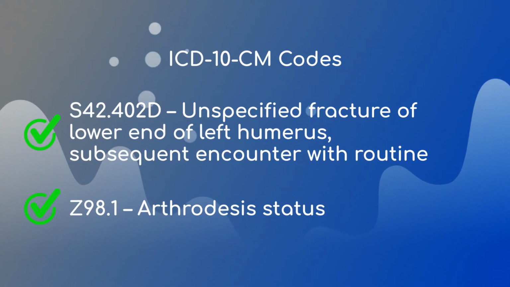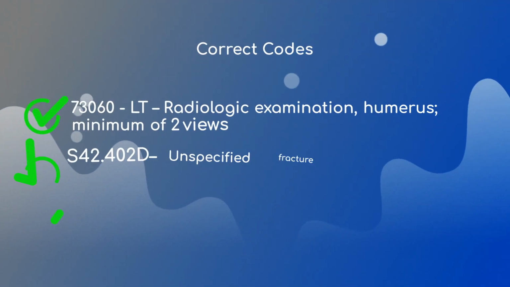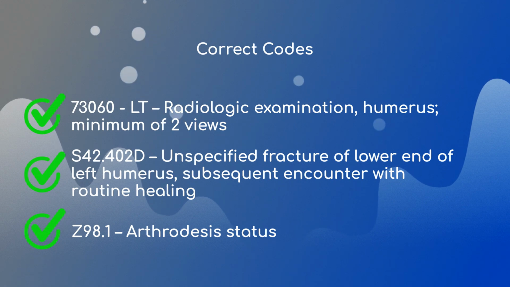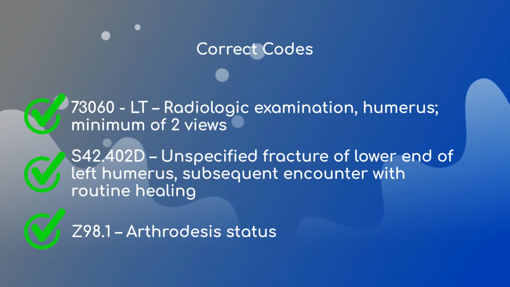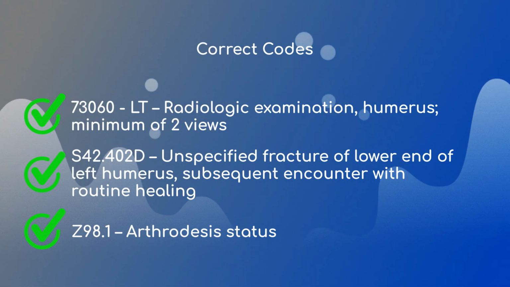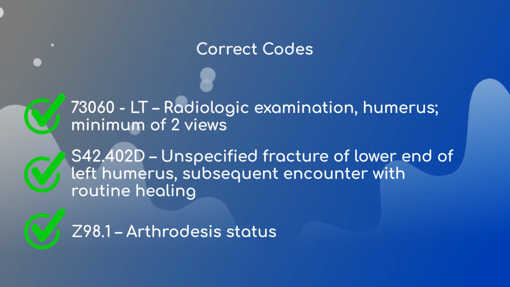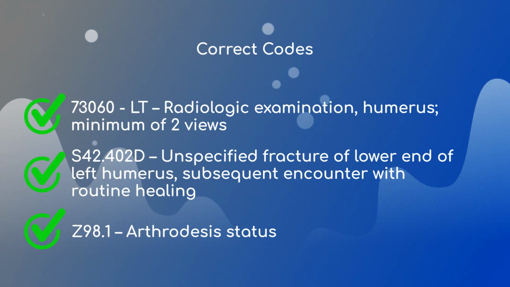Correct codes for this report are 73060, left radiologic examination, humerus, minimum of 2 views, S42.402D, unspecified fracture of lower end of left humerus, subsequent encounter for closed fracture with routine healing, and Z98.1, arthrodesis status.